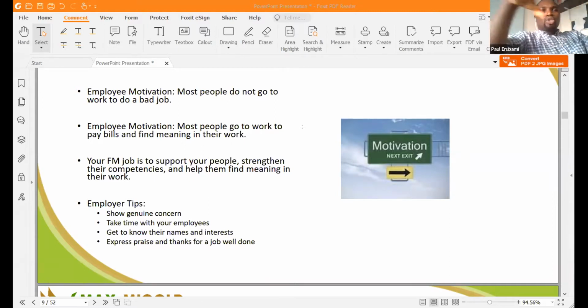You also pick up some little information from them. You can share your experience. You can learn from them. So also get to know their names and interests.